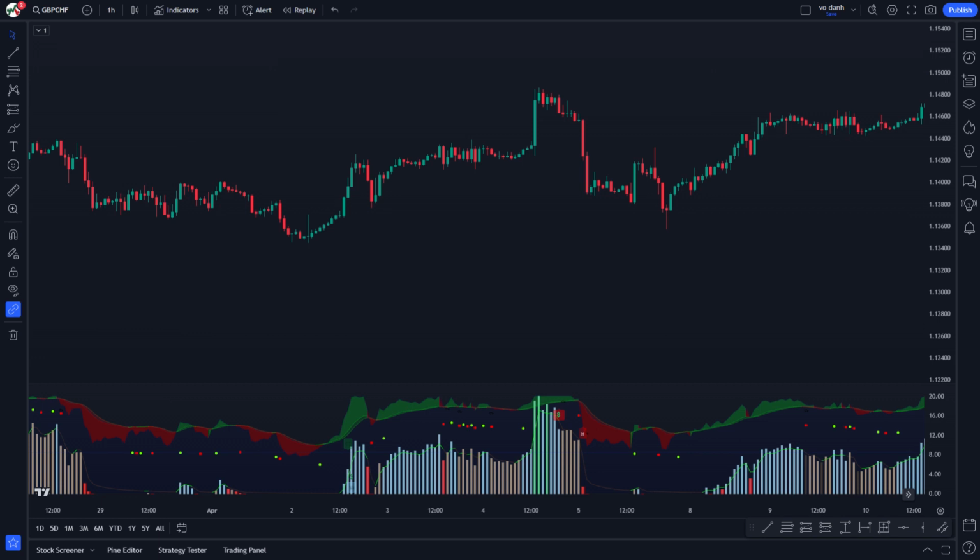Now, a red histogram bar like this one is known as a dump candle. This indicates a steep decline typically caused by institutional investors completely taking their profits. This is a critical sign for you to exit your positions to avoid any significant losses.